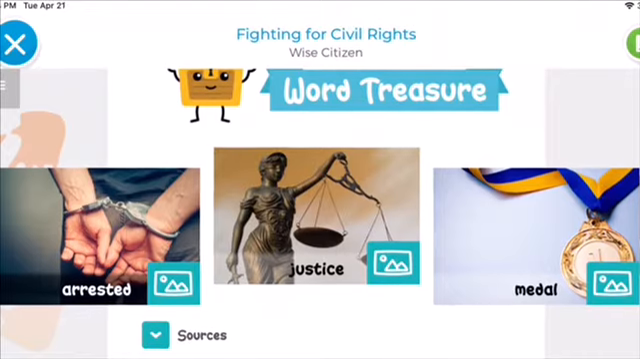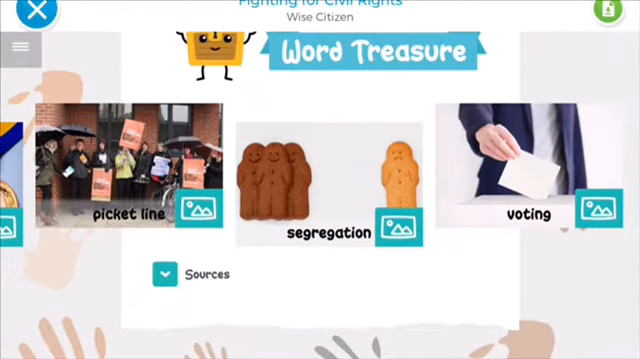You can say he won a medal because he was the first one to finish the race. And you see here other words from Why Citizen, picket line. You can say in New York they made a picket line because they were protesting in the defense of women's rights, okay? This other word is segregation, okay? And the last word is voting. For example, you can create a sentence like next year starts the voting for the new president, and something like that. I'm just telling you some ideas of how you can create your sentences. If you have more, perfect, okay?